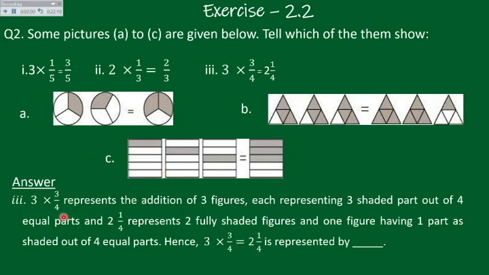3 multiplied by 3 upon 4 represents the addition of 3 figures, each representing 3 shaded parts out of 4 equal parts, and 2 1 by 4 represents 2 fully shaded figures and 1 figure having 1 part as shaded out of 4 equal parts. Hence 3 multiplied by 3 upon 4 equals 2 whole 1 by 4 is represented by, you know what is your answer. Write your answer in your copy as well as in the comment box. Hope you understand this.